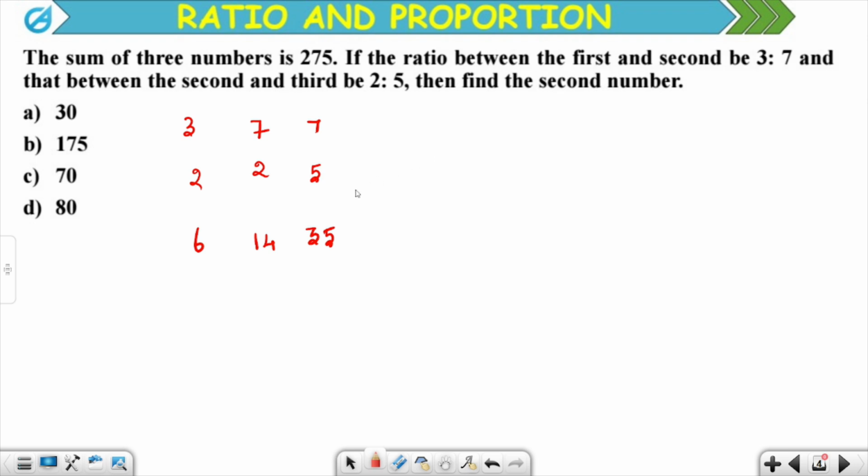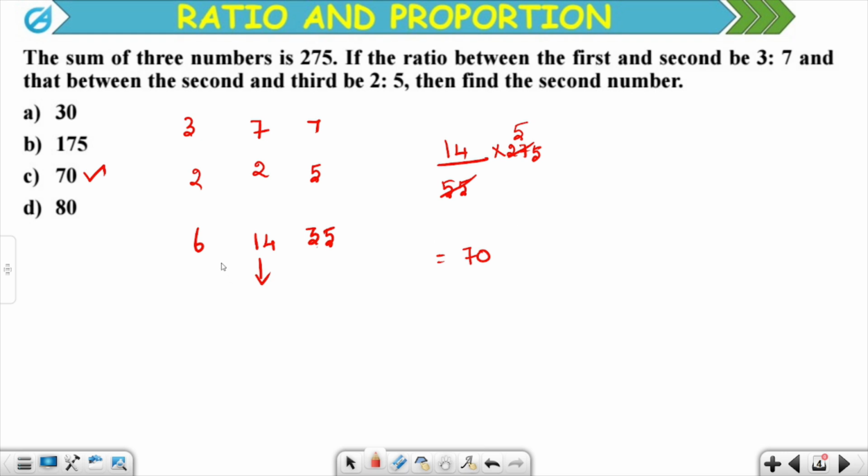Find the second number. So second number is nothing but 14 divided by, so 35 plus 14, 49. So 49 plus 6, 55 into 275. So this is one time and this is 5 times. So what is 14 5s here? So 14 5s here is 70. So answer for this one is 70.